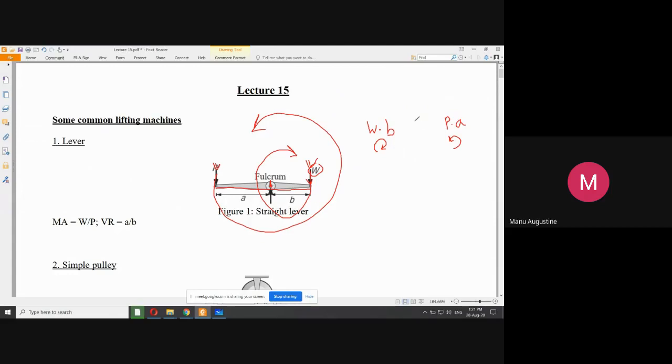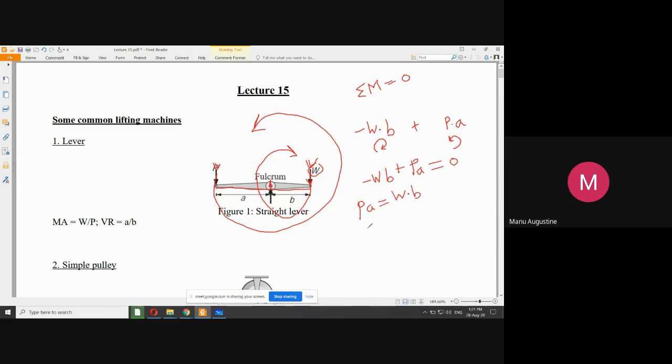So if you add them up, please use the proper sign for the moments also. Clockwise moment is negative, so I put a minus sign. Anti-clockwise moment is positive, so I put a positive sign. So according to this equation that the sum of moments of all forces must be equal to zero, what I get is minus WB plus P into A must be equal to 0. Or in other words, P into A is equal to W into B.